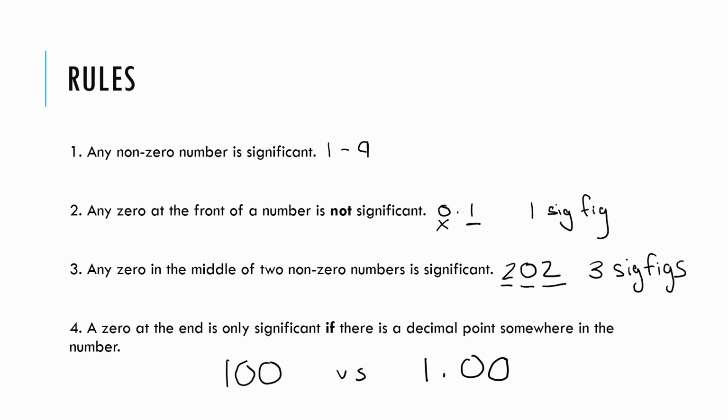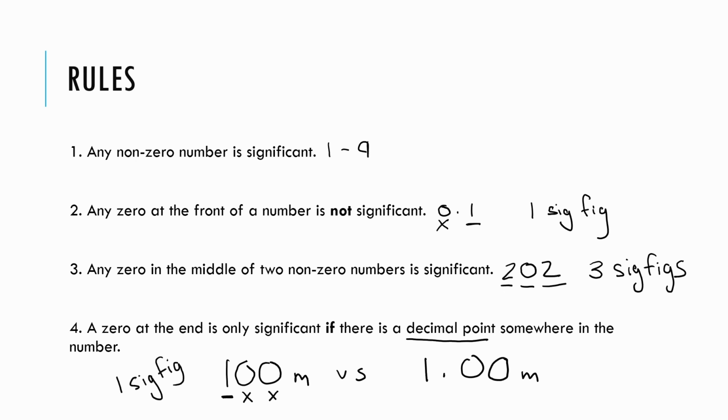So let's look at these. Let's put some units on them. Let's say we're talking about 100 meters versus 1.00 meters. These have been measured with instruments that have different precision if this is how they are written. Now, for our 100, there is no decimal place anywhere in this number, which means the only significant figure is this 1. These zeros at the end are not significant because there is no decimal point. This has 1 sig fig.